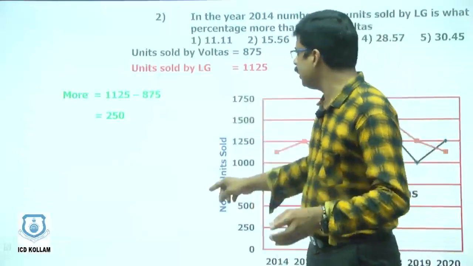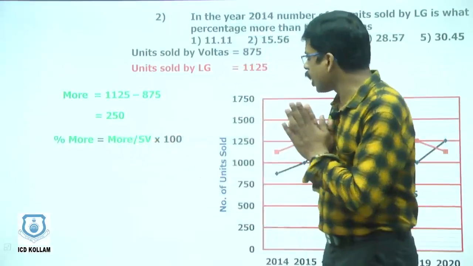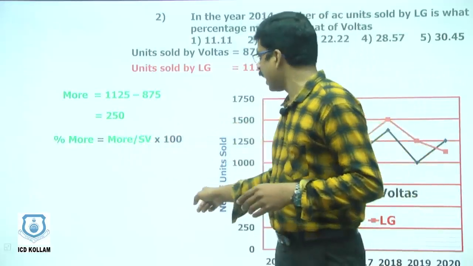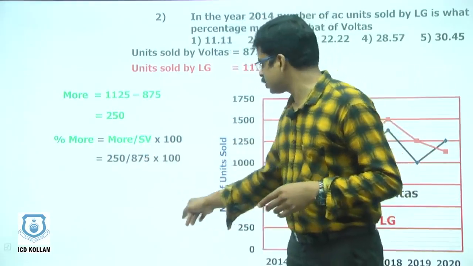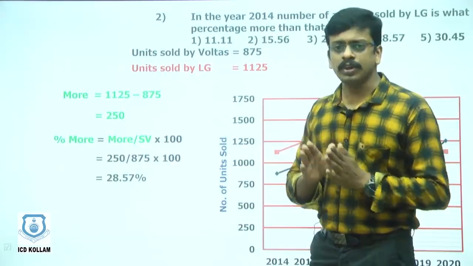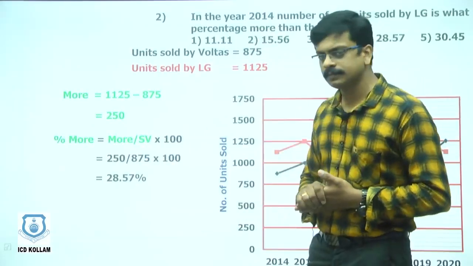Now more divided by the smaller value, into 100, is our answer, and we will get it as approximately 28.57.